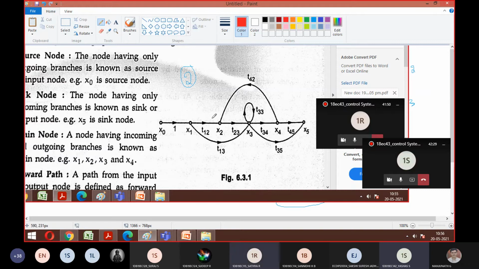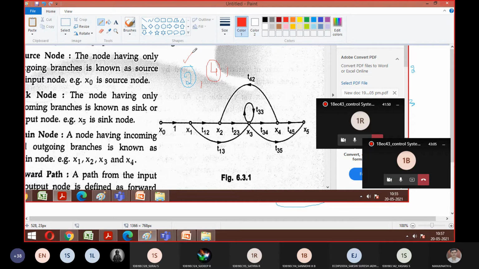Understand carefully. Forward path, input to output. Okay, one more answer I got, 4. Fine. Any other answer? Others? Look at the diagram and tell me, guys. Input to output paths, how many do you have? That is called the forward path. 2, sir. So you're telling 2 only. Okay, fine. So any other answer apart from 2 and 4?